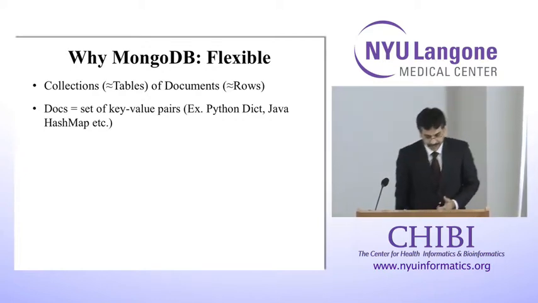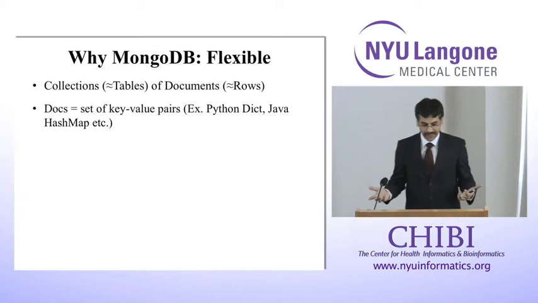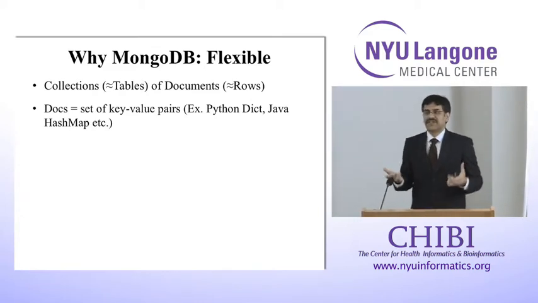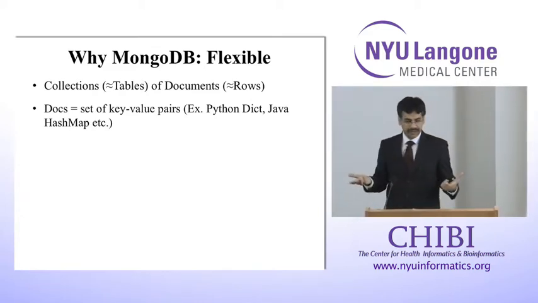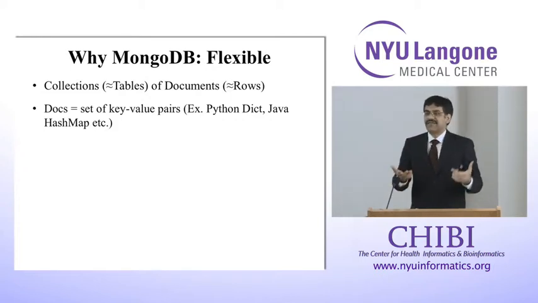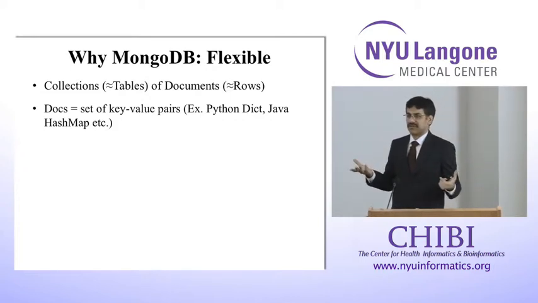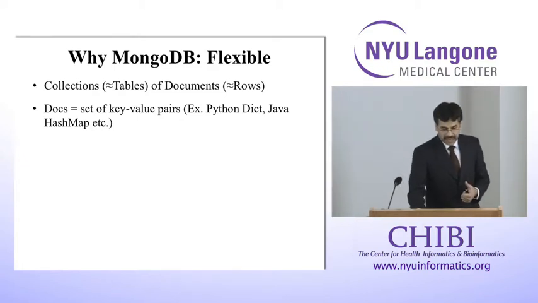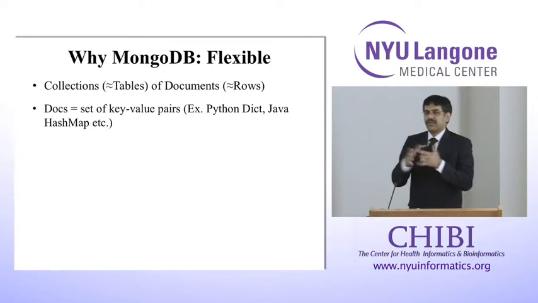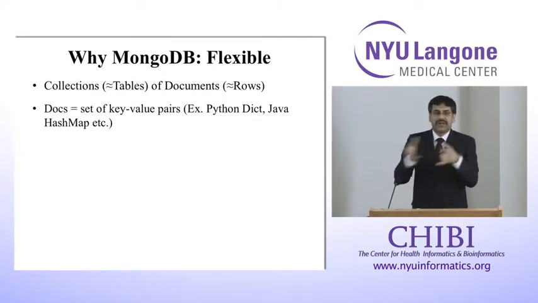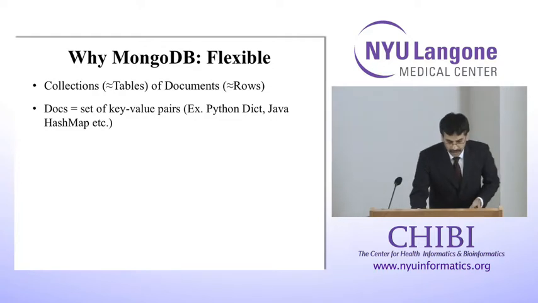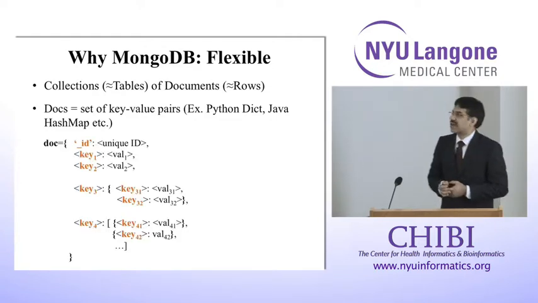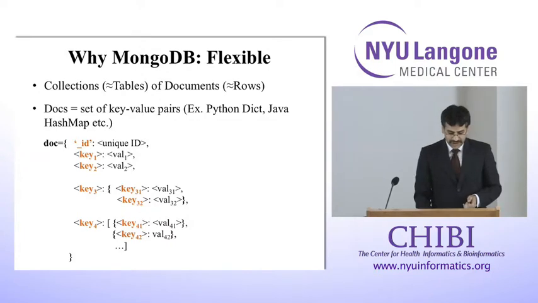Okay, so let's go to why MongoDB is what we chose. Okay, so first of all, it's very flexible. So just like in relational databases, you have tables of rows and columns, in MongoDB, you have collections of documents. Okay, these documents are a set of key value pairs, and like I said, most programming languages have some sort of native representation for these documents. This is how an abstract document would look. So we have a bunch of keys and a bunch of values corresponding to them.